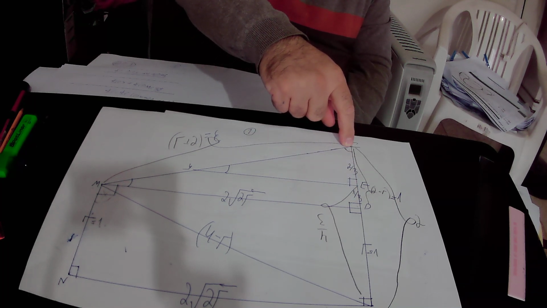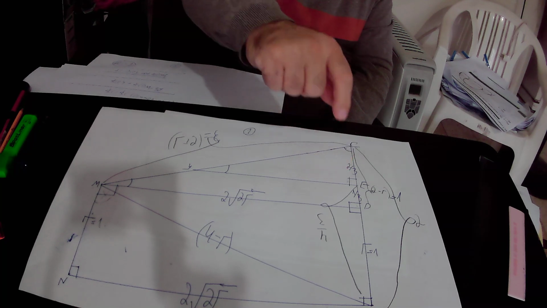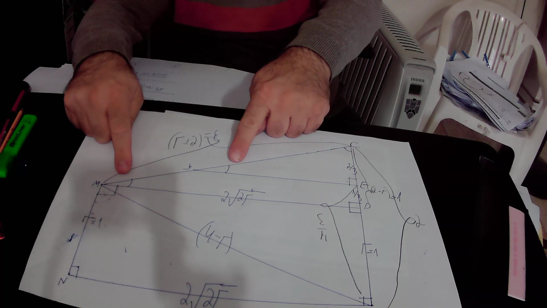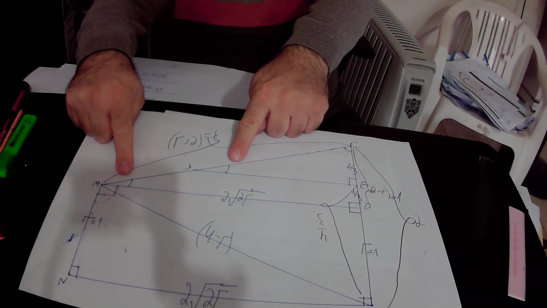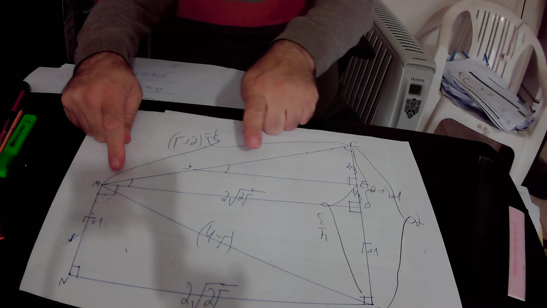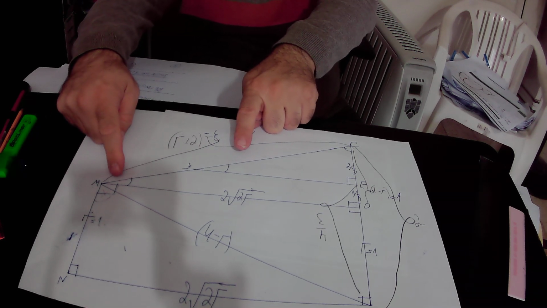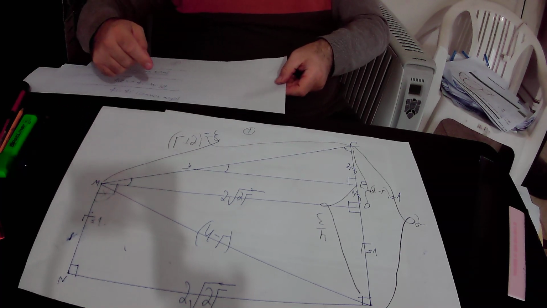This angle is a common angle, so this angle equals itself, so we proved that two pairs of angles in those two triangles are congruent. Therefore, the third pair of angles must also be congruent, that is to say, angle CYE equals angle CMD according to the third angle theorem.